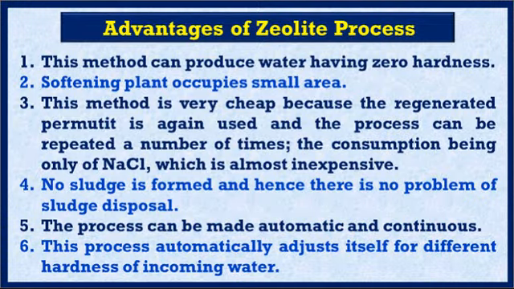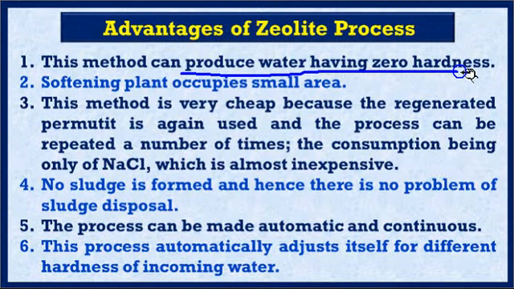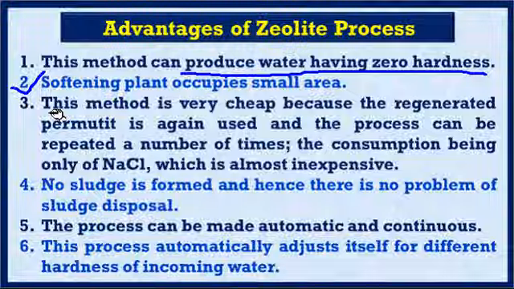Now coming towards the various advantages of the zeolite process. As we have seen by the reactions, this method can completely remove the calcium and magnesium ions. Therefore, this method can produce water having zero hardness. The softening plant occupies a small area. The zeolite softener is a very small area, very small. That is why it occupies small area.